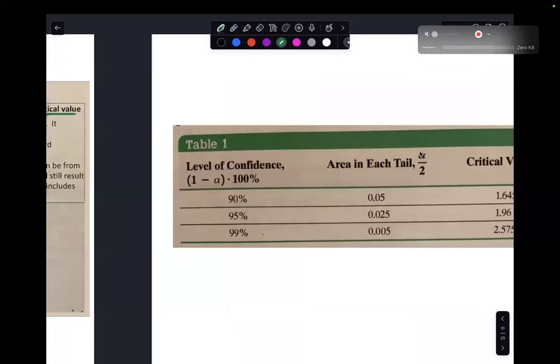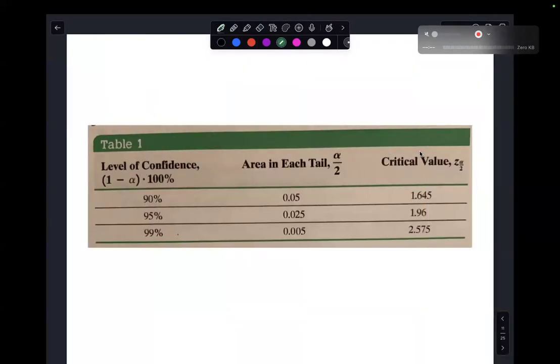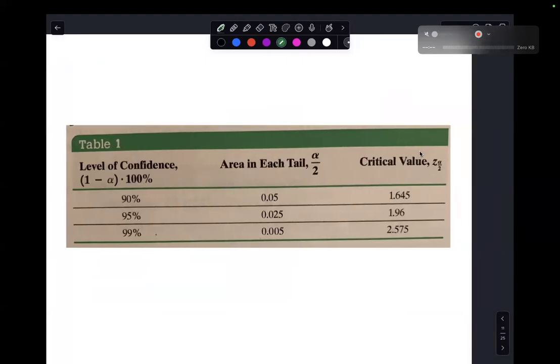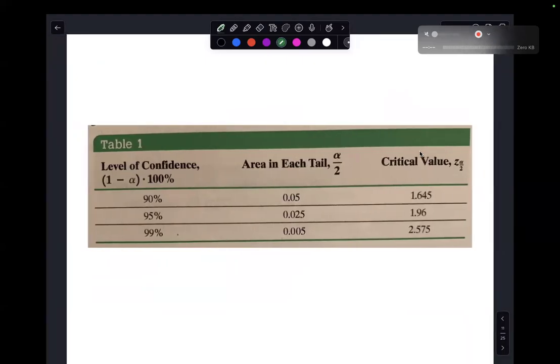All right. So the bottom of our Z table, I don't really like this one, but I'm going to show you this and then I'll show you ours. At the bottom of the Z table, it shows your level of confidence. It shows you what the area is in each tail. So for 95% confidence, I have 2.5% in each tail because I had to cut that in half. And it gives me a critical value of 1.96. So that is the Z score that I'm going to use to multiply by the standard deviation.